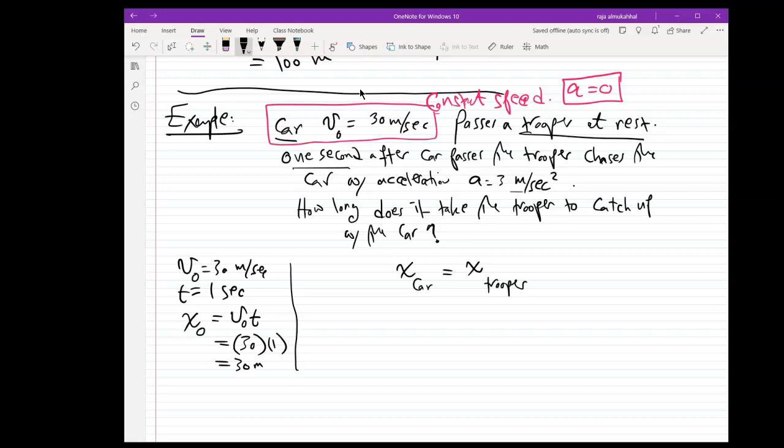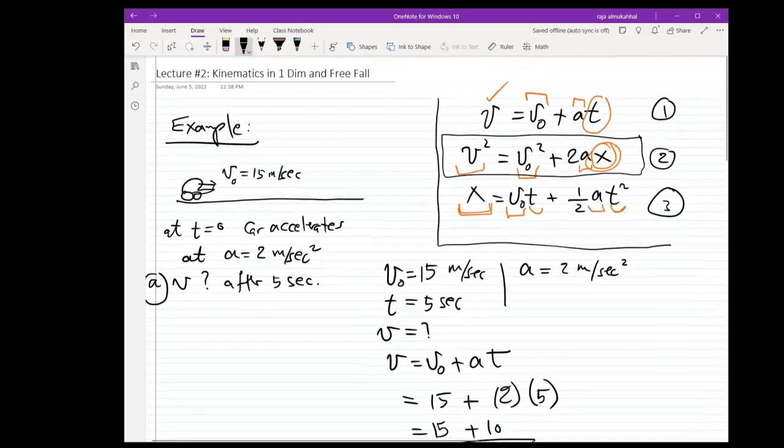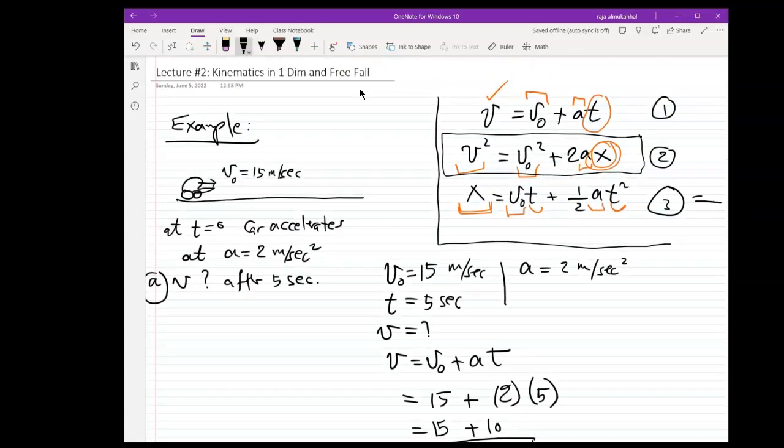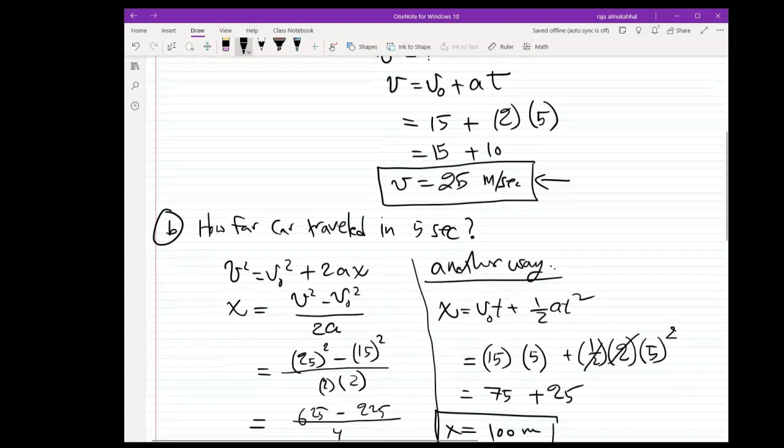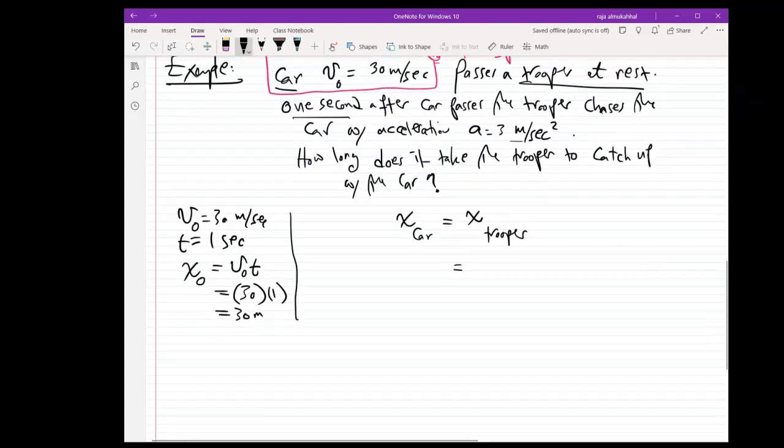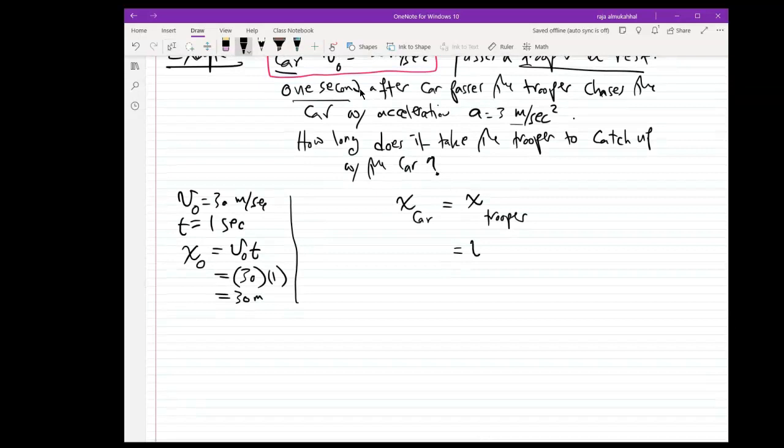So what is the distance traveled by the trooper? Well, we can use kinematics. Remember, the trooper started from rest. So we go back to the third kinematic equation, which is right here. Write this one, number 3. And we're going to put it for the trooper. So that's going to be v naught t plus 1/2 a t squared. As you know, the initial velocity of the trooper is 0, right? So basically it is 1/2 a t squared.